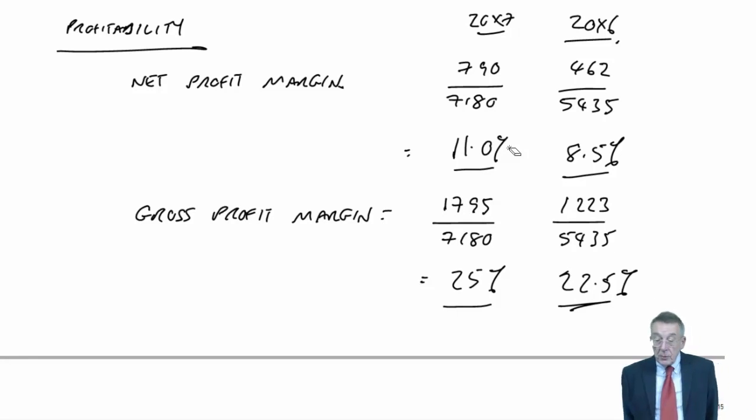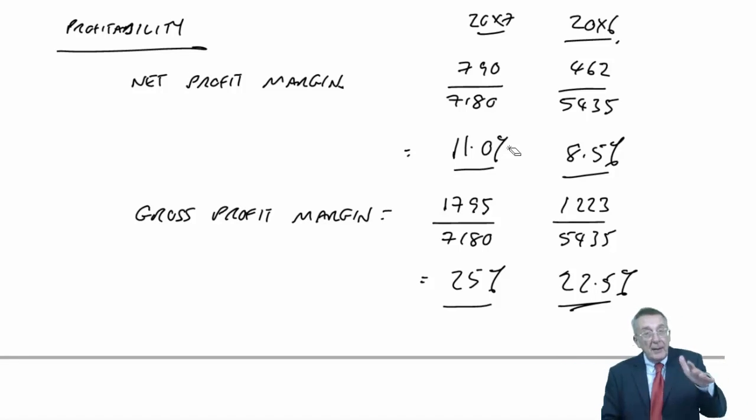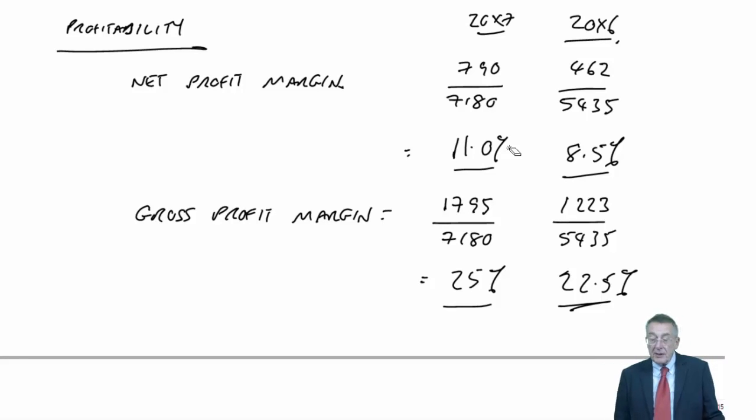Had you found perhaps the gross profit margin had gone down slightly, then the net profit margin going up would have meant we'd managed to cut our expenses a lot. But here, they've both come out. I don't think we can say much more.